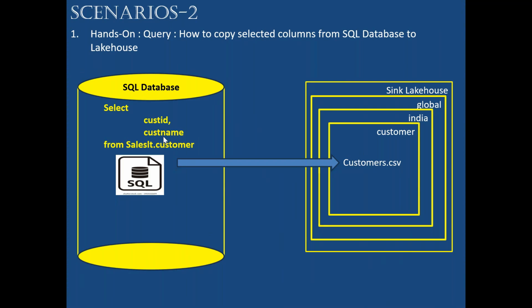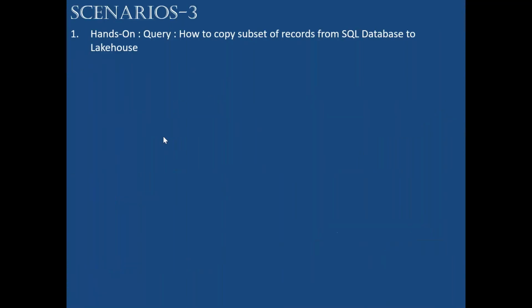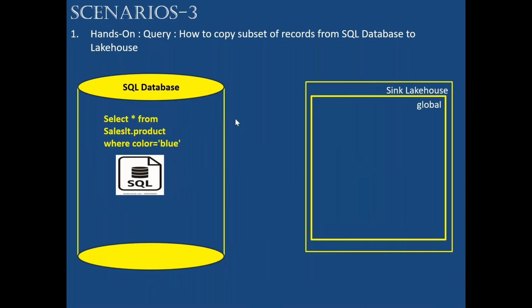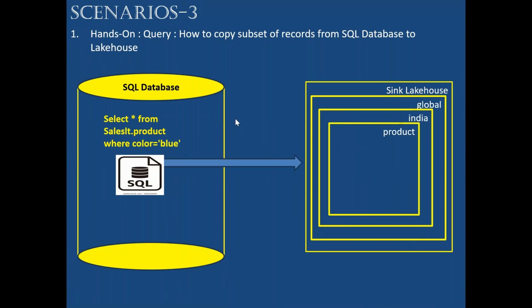Now we will also see through query how you can copy the data. Finally, scenario 3, we will see how to copy a subset of records from SQL database to Lakehouse. This is also query only. Here I am just using the filter, but you can use selection of columns, applying the filter, everything in a single query. So that is the advantage that I am trying to tell you.